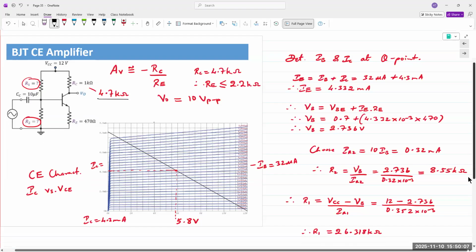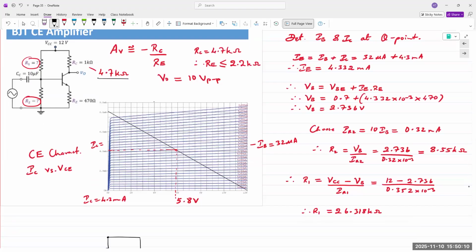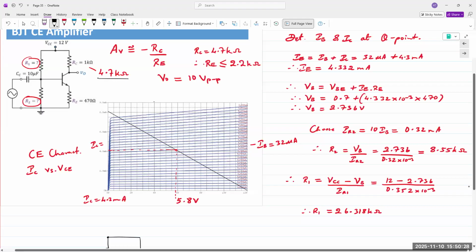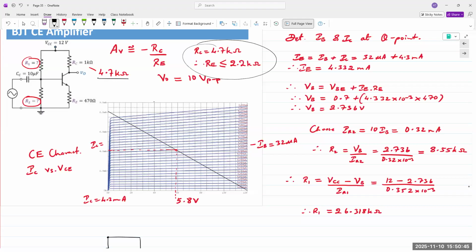The approximate gain of this circuit is RC over RE, the ratio of the collector resistor to the emitter resistor. And the question that is asked is that the gain should be at least 2. Okay, the gain should be at least 2. So a safe value for RE would be, I don't know, anywhere between 1/4 to 1/5 of the collector resistor RC. So if RC is 4.7K, which is a given for all, you can choose RE to be any value less than or equal to 2.2 kilo ohms. Okay, that would ensure that the gain of your amplifier is going to be greater than 2.